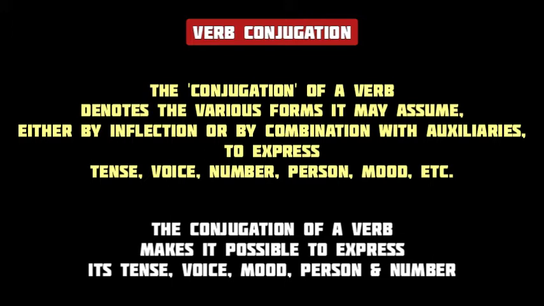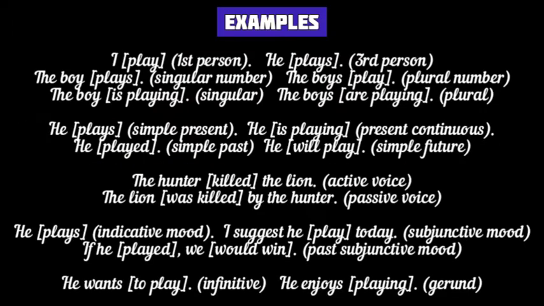In other words, without conjugation of the base form of a verb, we cannot express its tense, voice, number, person or mood. It's clear that verbs are conjugated either by inflecting its base form or by combining it with an auxiliary or by doing both these things. Now see how verbs are conjugated in different ways to express their tense, voice, number, person, mood, etc.